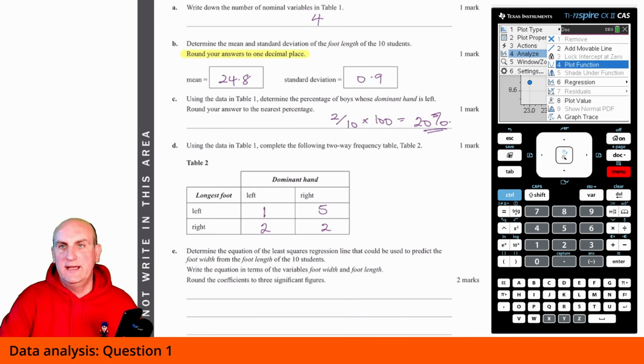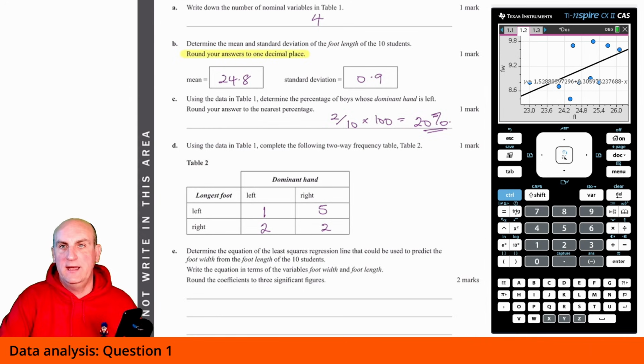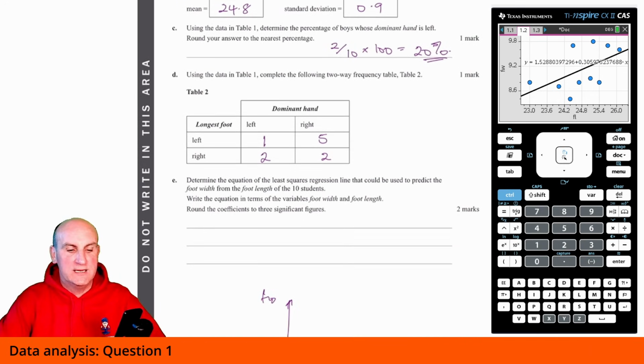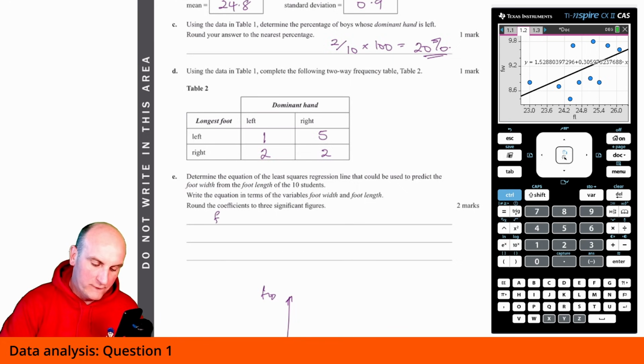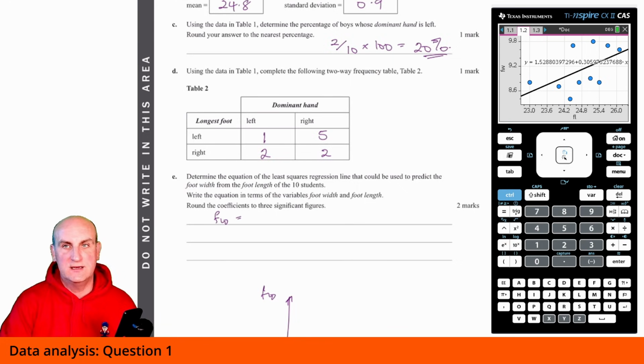Menu, analyze, regression, a plus bx. And there we go. So what do we get? So write down the equation again. When you're writing down the equation, you've got to make sure that you write the correct things in. So in this situation, it can be used to predict foot width. So I'm going to say foot width is equal to, round the coefficients to 3 significant figures. They love doing this.